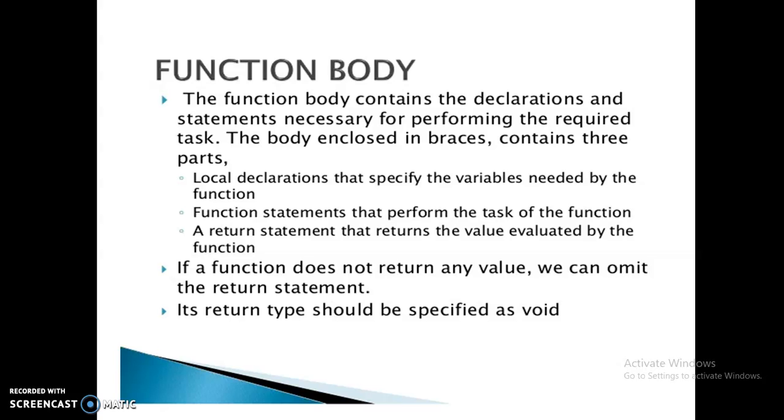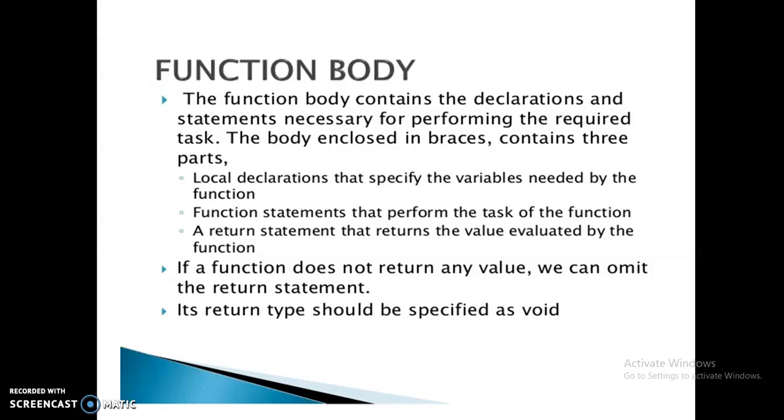Next, after the prototype we have to write the function, that is defining a function. The function body contains the declarations and statements necessary for performing the required task. The body enclosed in braces contains three parts. The first one is the local declaration that specifies the variables needed by that function only. Then the function statements that perform the task of the function. And a return statement. Within the function body you have three parts. These are all optional. The first one is the local declaration that tells the variables needed by the function for that local performance only.